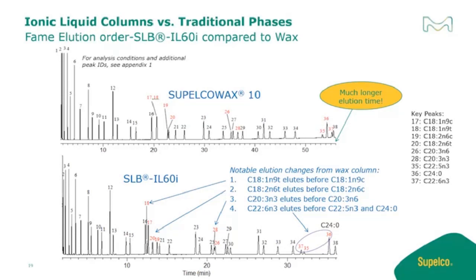But then what's very interesting on the ionic liquid phase is that the omega-3 fatty acids elute prior to the omega-6, which is the opposite on your traditional wax phase. And also, quite interesting, you have the C22:6n3 docosahexaenoic fatty acid eluting prior to something with 5 double bonds. So there has to be some type of shape selectivity going on with the SLBIL60I that allows you to elute something with 6 double bonds prior to something with 5 double bonds. And again, it's a totally different elution pattern when you look at that on your traditional wax phase.